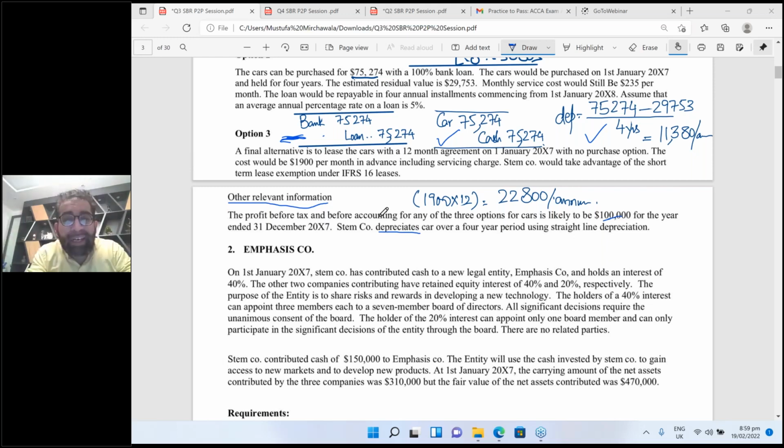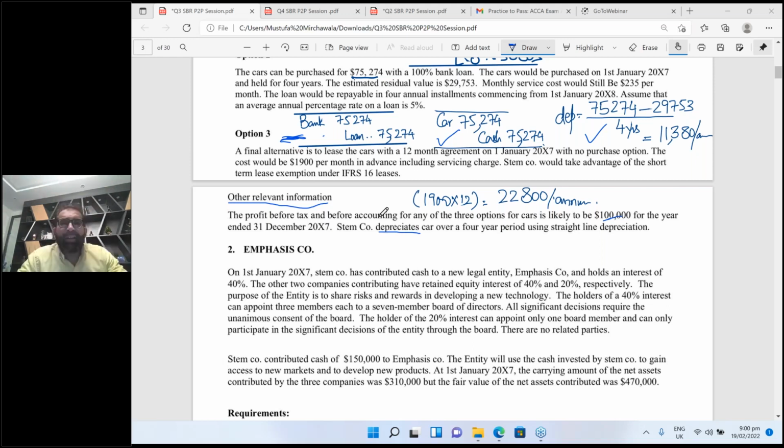The cost would be 1900 per month in advance, including service charge. See, this 1900 already includes service charge. But now the good news is you don't need to split the service charge and lease payment, because this is an operating lease. My dear students, option 3 is an operating lease, and operating lease rental goes straight into P&L. So no need to split. 1900 per month multiplied by 12 is 22,800.